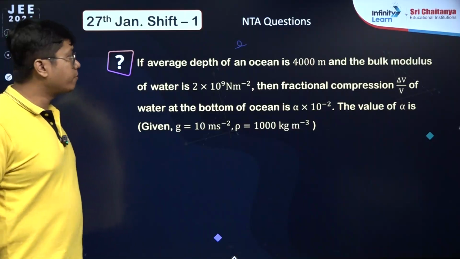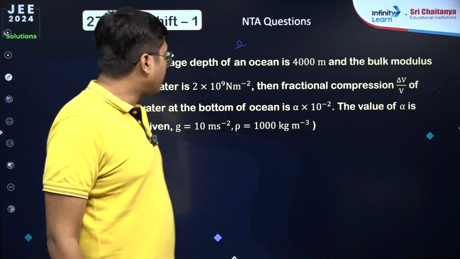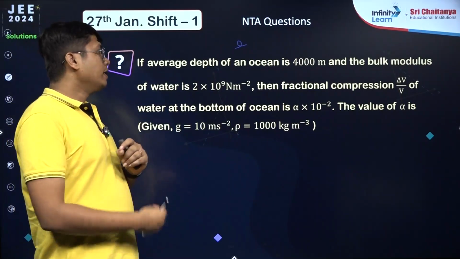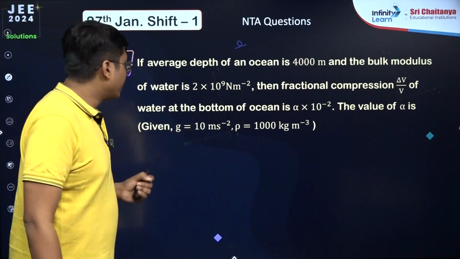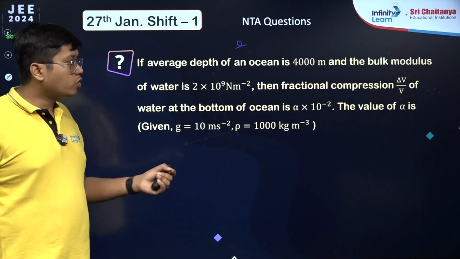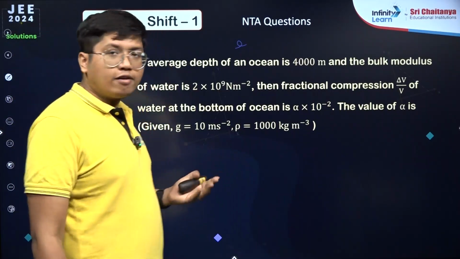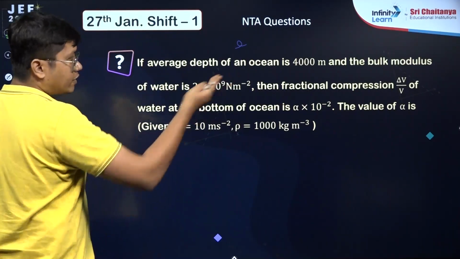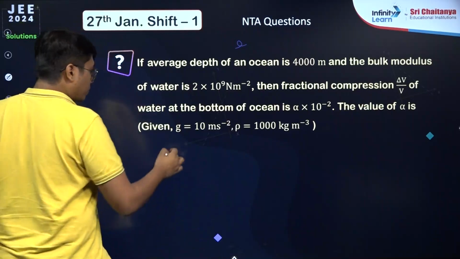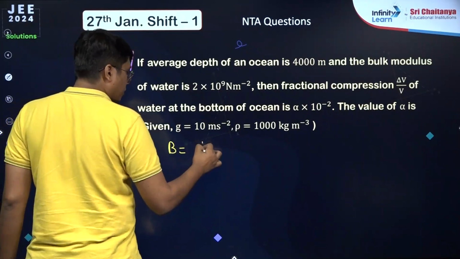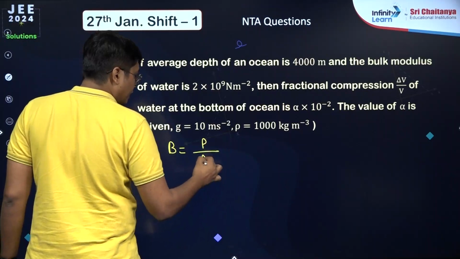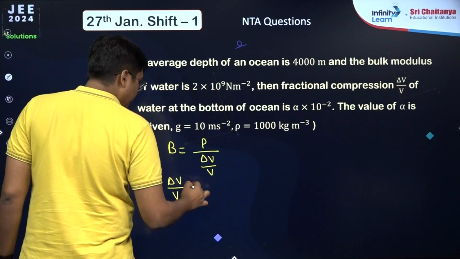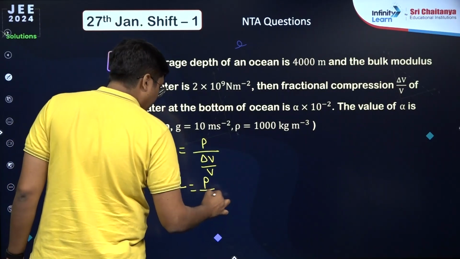I believe this is the last question. It says if the average depth of an ocean is 4000 meter and the bulk modulus of water is 2 into 10 to the power 9 Newton per meter square, then the fractional compression delta V by V of the water at the bottom of the ocean is how much? The value of alpha is what you just need. The fractional change. Now we know the bulk modulus formula. Bulk modulus is equal to the pressure divided by delta V by V. So delta V by V is equal to pressure divided by the bulk modulus.